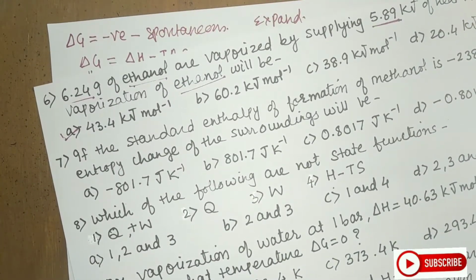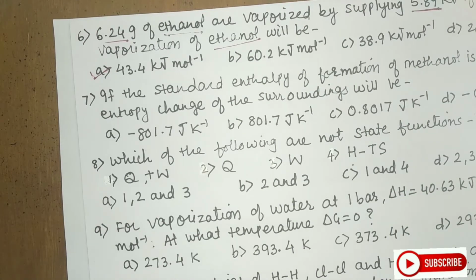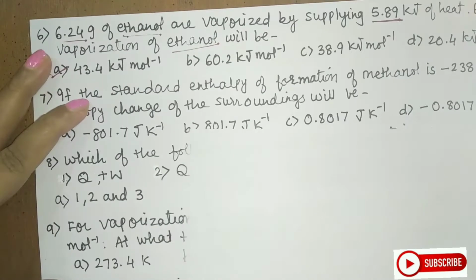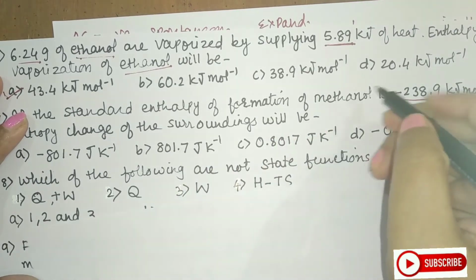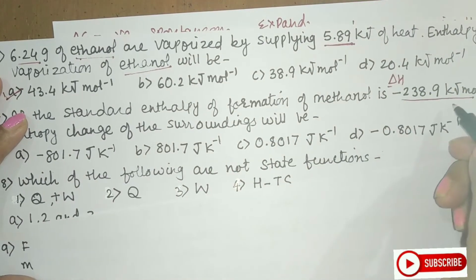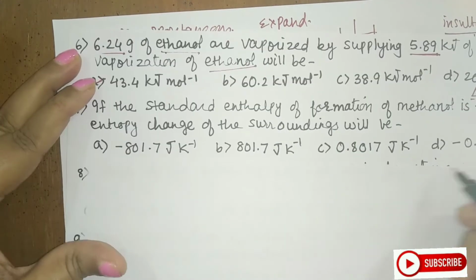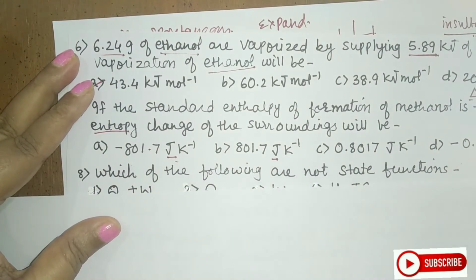If the standard enthalpy of formation of methanol is minus 238.9, then the entropy change of the surrounding will be. Now students, for this type of calculation, you have the formula, that is the entropy and delta H relation. So very, very important, you have to focus on the units. Now here, what they have given is the delta H value. If you see the unit here, this is kJ. And if you see the entropy here, the answers are given in J. So you have to match the units.